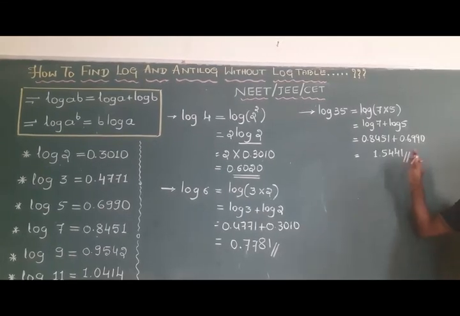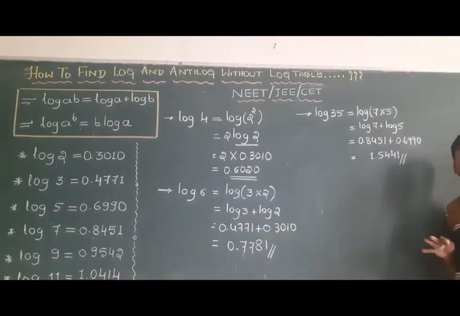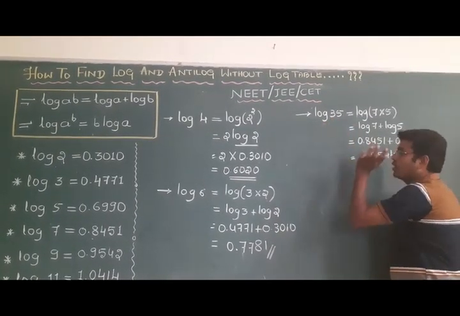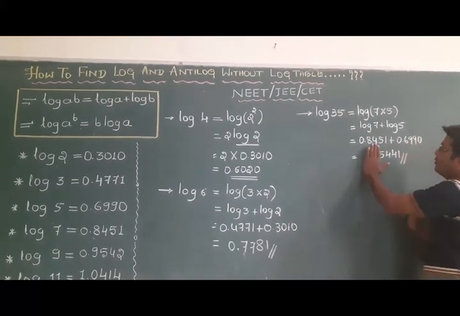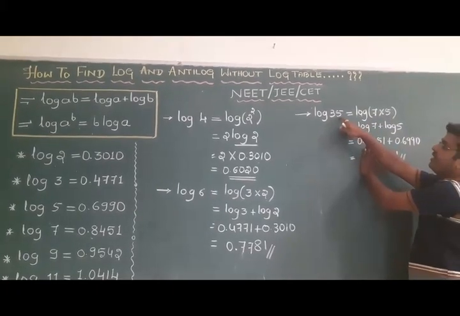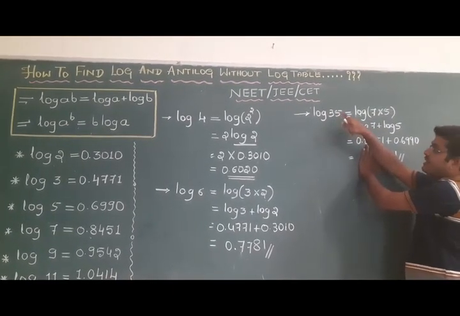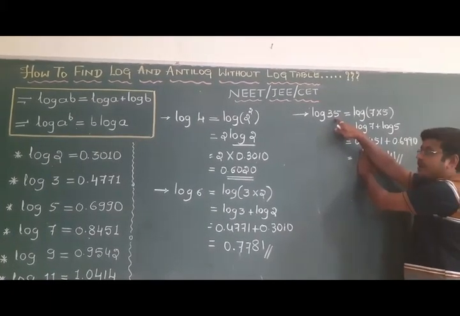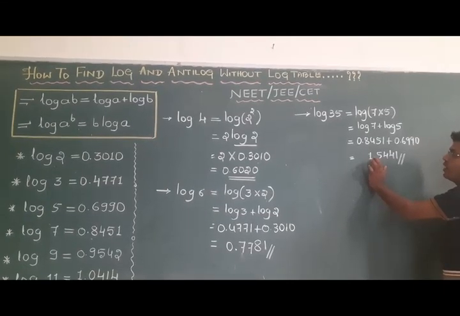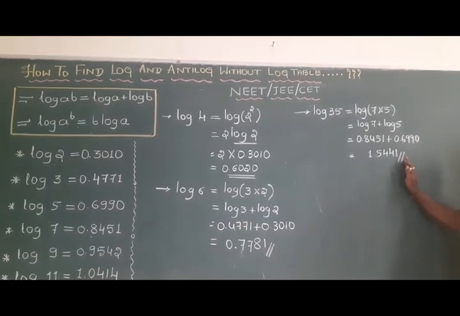Once again, if you want to cross check this log 35 value by using the log table, look at 35 under the 0th column. You will get the 4-digit number 5441. Here 35 is a 2-digit number, so subtract 1 from the number of digits and you will get the characteristic 1. So write the characteristic: 1.5441. So this is the value of log 35.